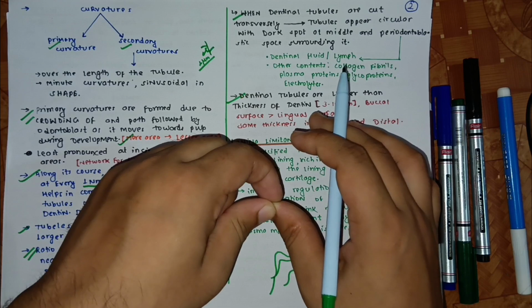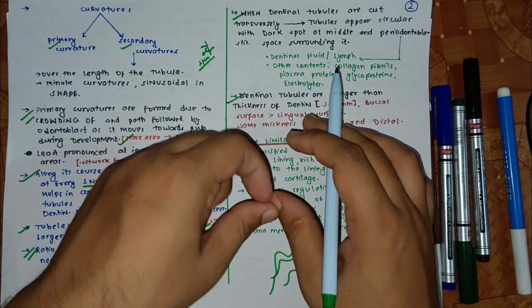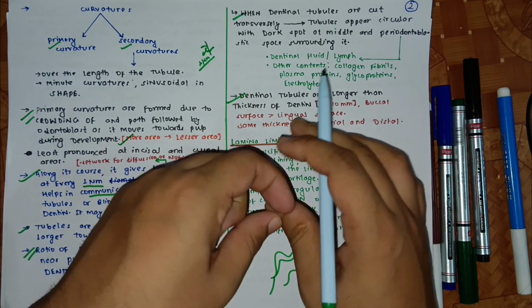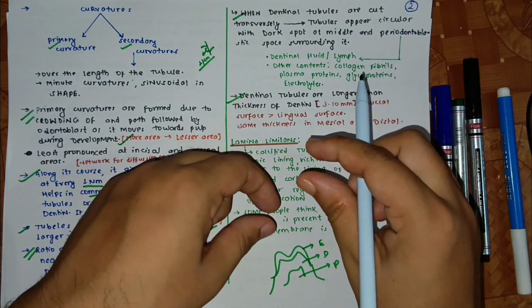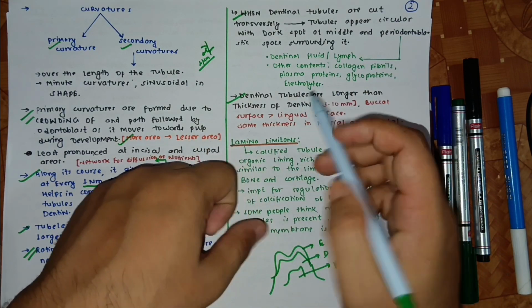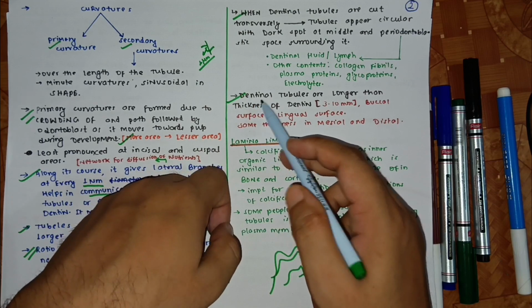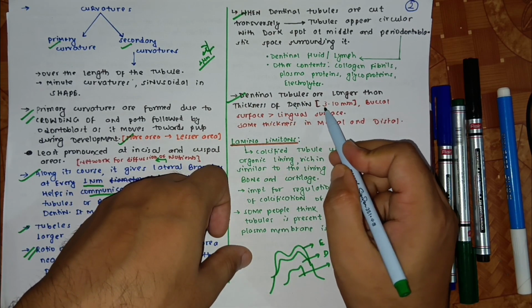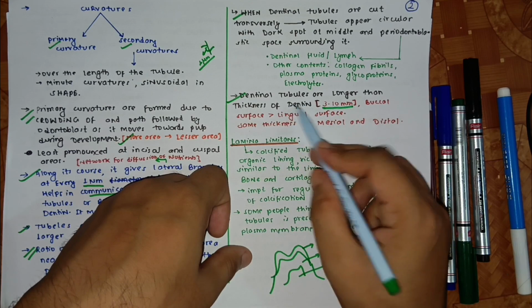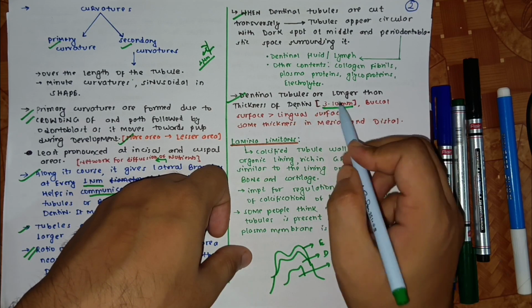In the enamel chapter I told you that the length of the enamel rods, or enamel prisms, is more than the thickness of the enamel. Similarly, in dentin, the dentinal tubules are longer than the thickness of the dentin, which is normally 3 to 10 mm.